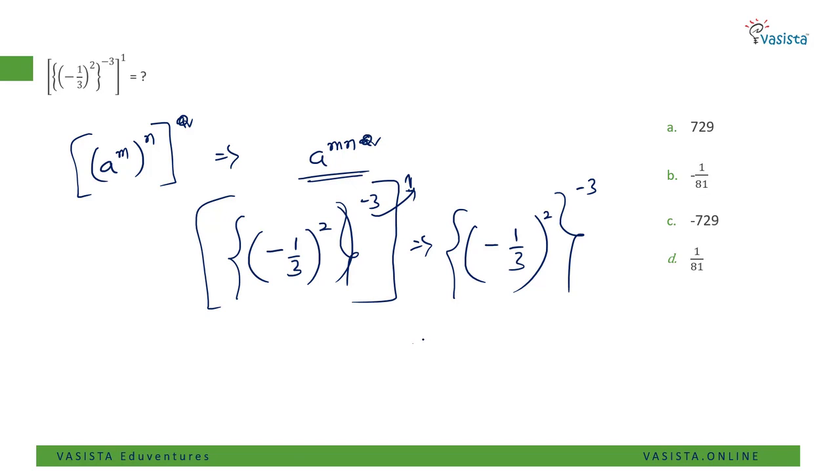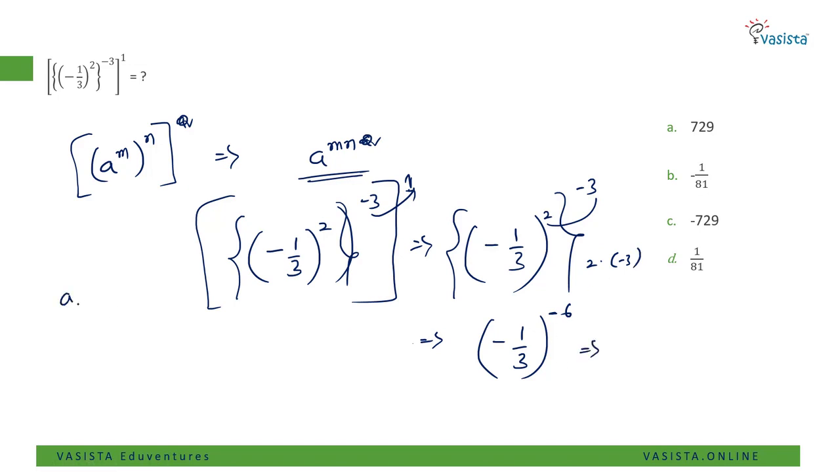So again simplify this. This is going to be minus 1 by 3 to the power of 2 into minus 3, which is nothing but minus 6. So you need to multiply, minus 6.